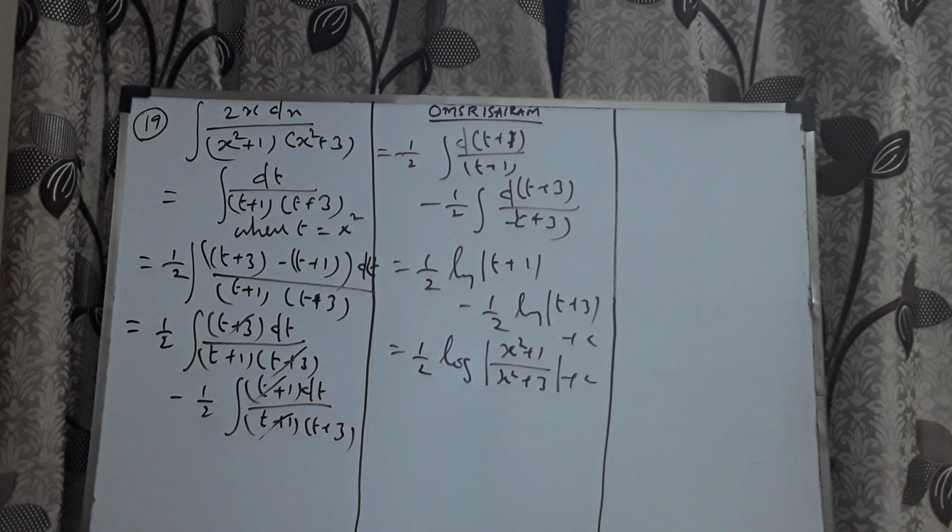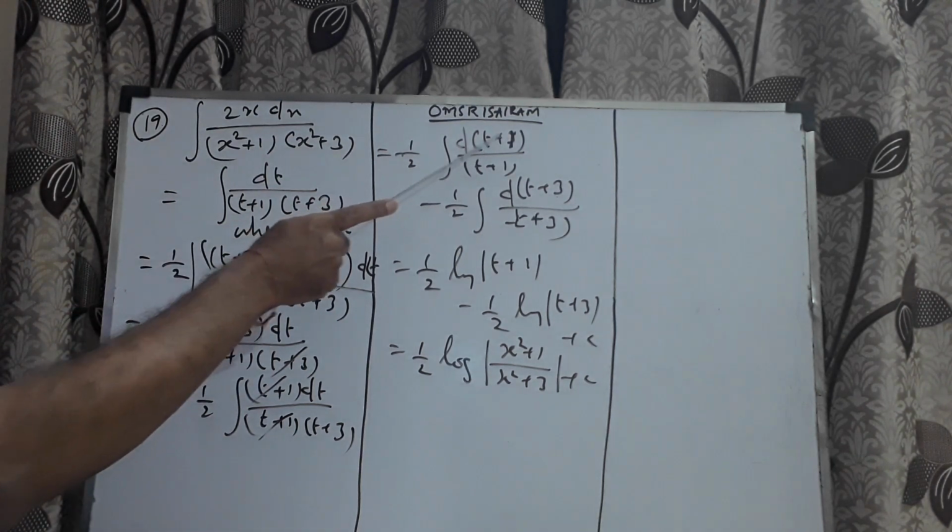Let me just repeat the whole process. The second step, I can write this as dt by t plus 1 into t plus 3, by taking t as x square. Therefore, just to avoid partial fraction, I'll write the numerator as t plus 3 minus t plus 1. T gets cancelled. 3 minus 1 is 2, divided by 2 outside. Make it as 2 integrals. Here t plus 3 gets cancelled, here t plus 1 gets cancelled.